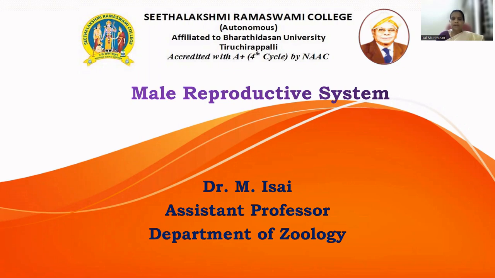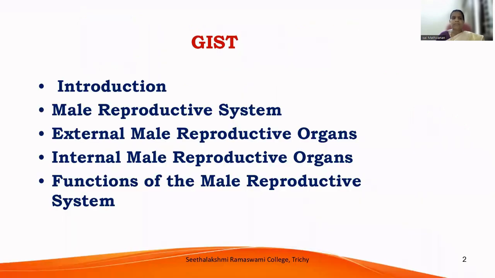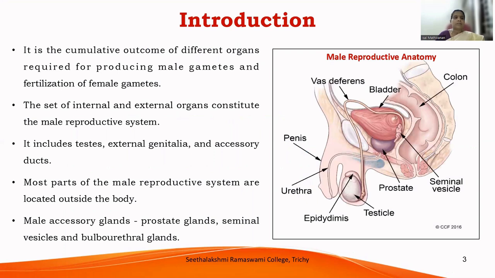Let's look at the male reproductive system in this video lecture. Here I would like to explain the basic introduction to the male reproductive system. Then what is the male reproductive system? It consists of two different types of organs. Number one is the external male reproductive organs. Number two, the internal male reproductive organs. And finally, we conclude with the functions of the male reproductive system.